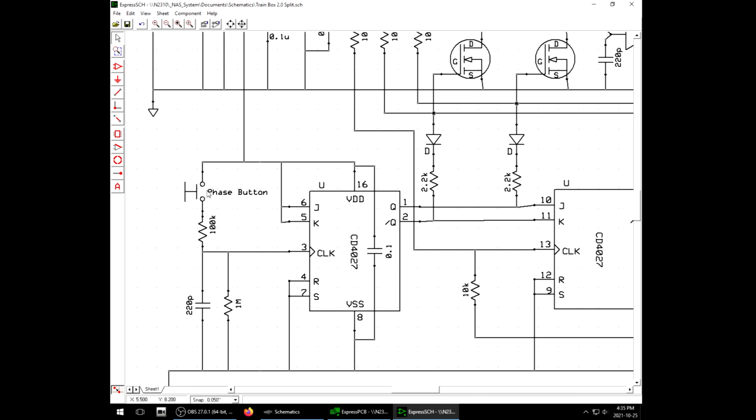I blew the inputs trying to signal it, but whatever. We start off at the phase button. Now, if you're familiar with a JK flip-flop, they can be used to do what's known as a toggle function.